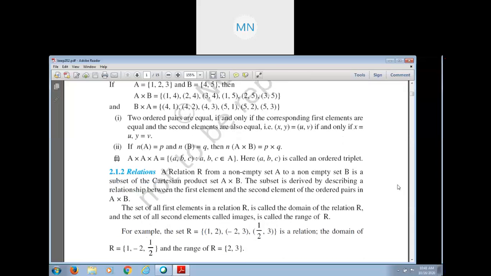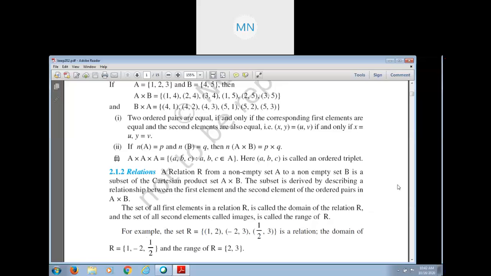Relation is what? Relation is a subset of Cartesian product. Suppose the Cartesian product gives us the collection of all ordered pairs of A and B. If we collect some particular ordered pairs from A and B, then this gives us the relation. So we say that a relation is a subset of Cartesian product. The first element of the relation is called the domain, and the second element is called the range.